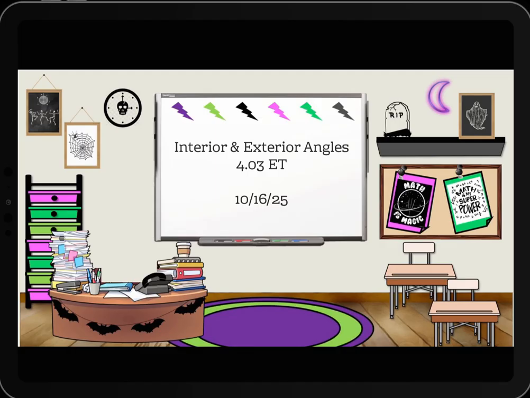So in this lesson, we're going to be referring to the interior and exterior angles for 4.03 exit ticket.